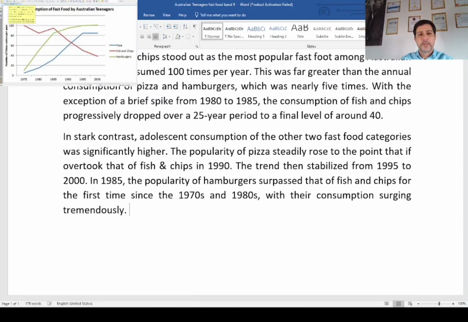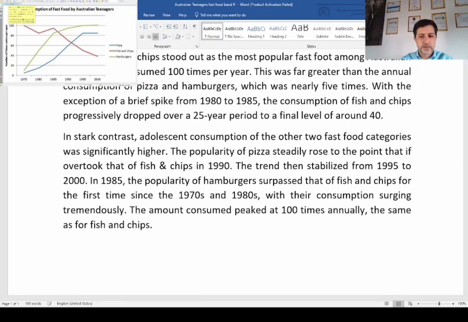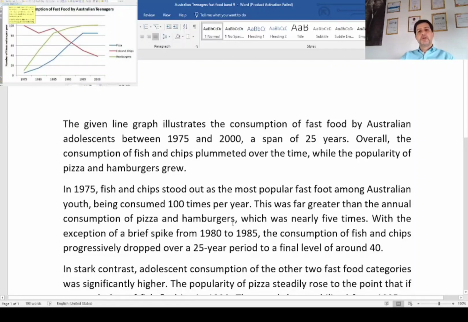great, huh? Okay, and I'm gonna write one more sentence and I'm done. The amount consumed peaked at 100 times annually, the same as for fish and chips. Finished. Okay, and as you know, whenever you write something, you gotta proofread. Proofreading is very important. Try to read it for a couple of minutes to fix your errors.